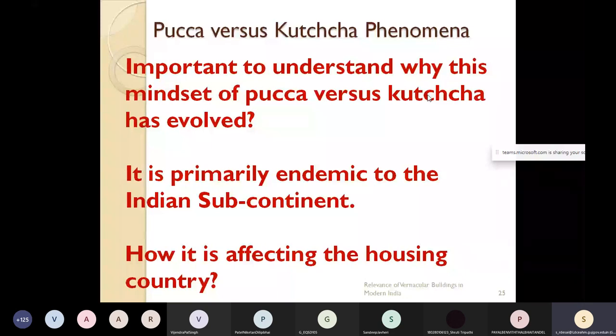I mean, see, I showed those million-dollar houses in the US back in 1983. Ronald Reagan was the president of the United States. He had a mud house in Northern California, all right? So the pakka versus kaccha is very much Indian, okay? And it's also important to understand how this whole phenomenon is affecting housing in our country.